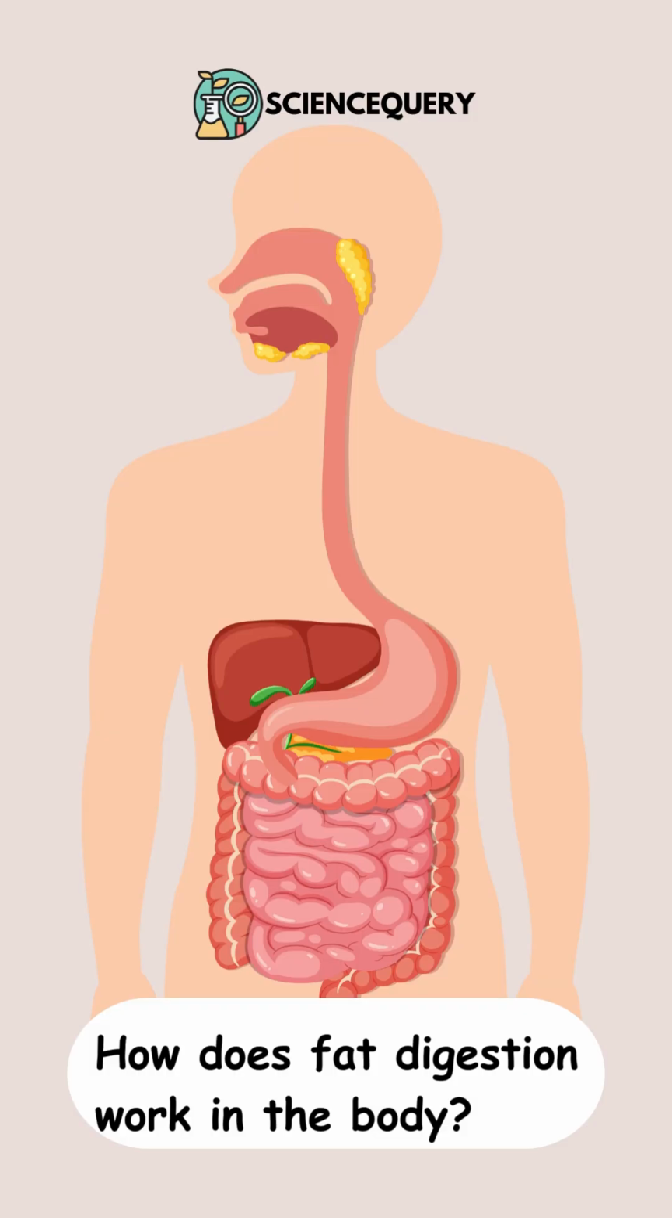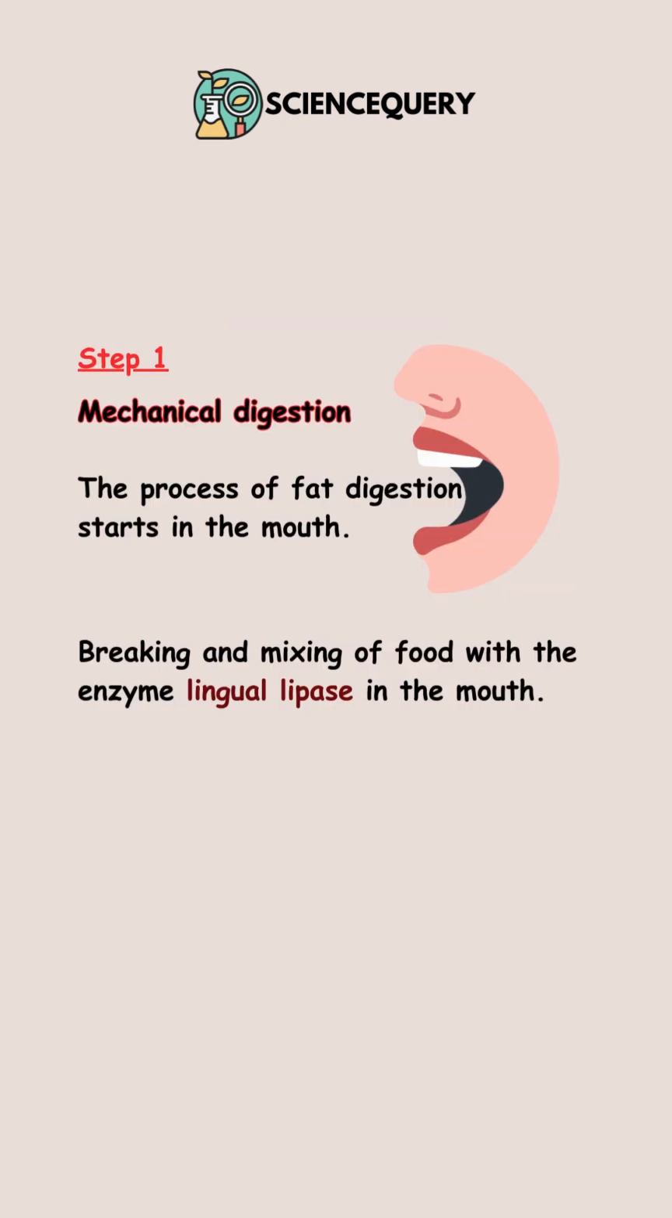Do you know the process of fat digestion can be explained in four different steps? Step number one is mechanical digestion. The process of fat digestion starts in the mouth. Breaking and mixing of food with the enzyme lingual lipase happens in the mouth.